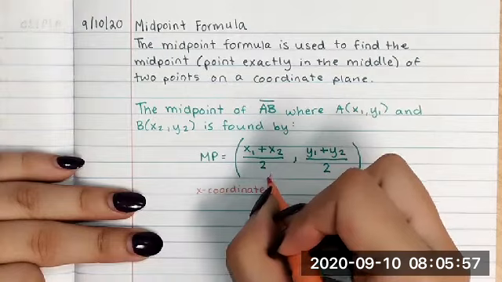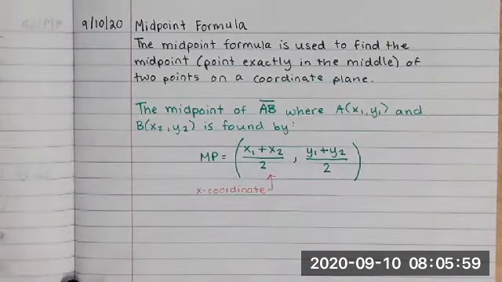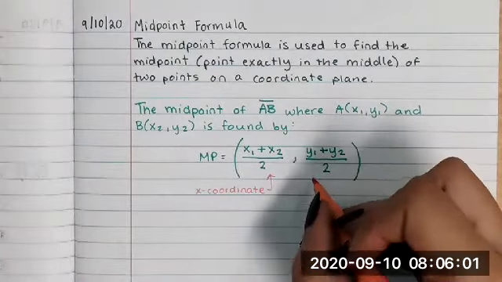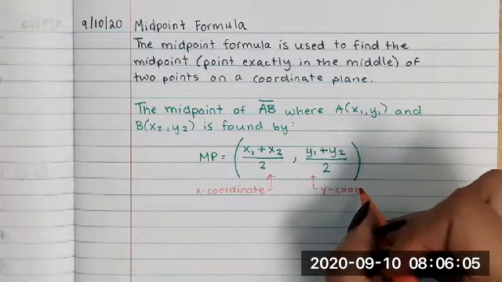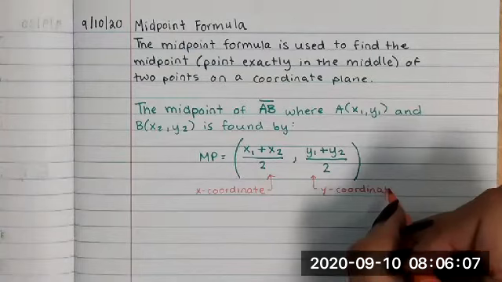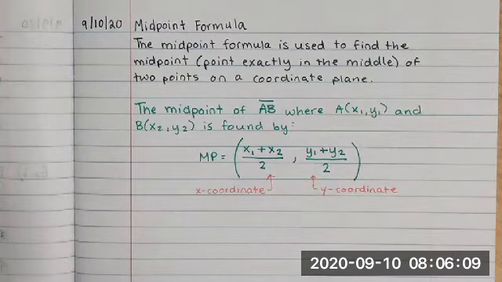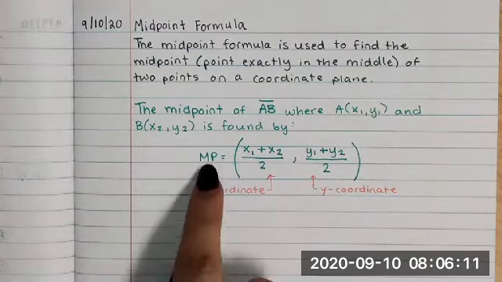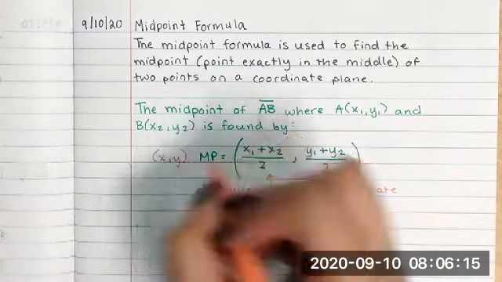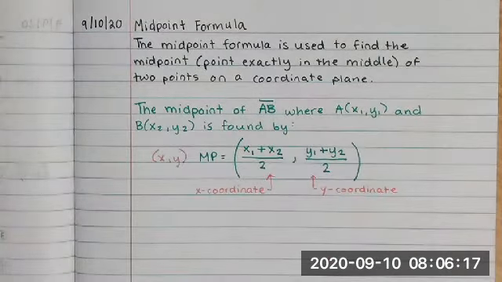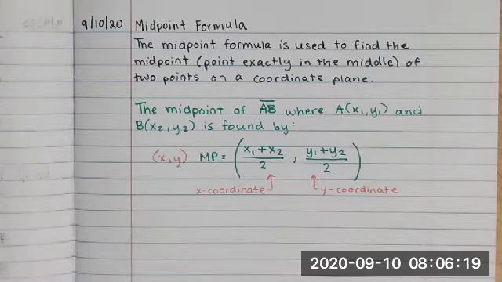So it might help if you make a little note to yourself that the x coordinate of the midpoint is calculated with that fraction, and the y coordinate is calculated with that fraction. Because really the midpoint is just some point x comma y. So we have to figure out what the x value is and what the y value is. So let's take a look at an example.